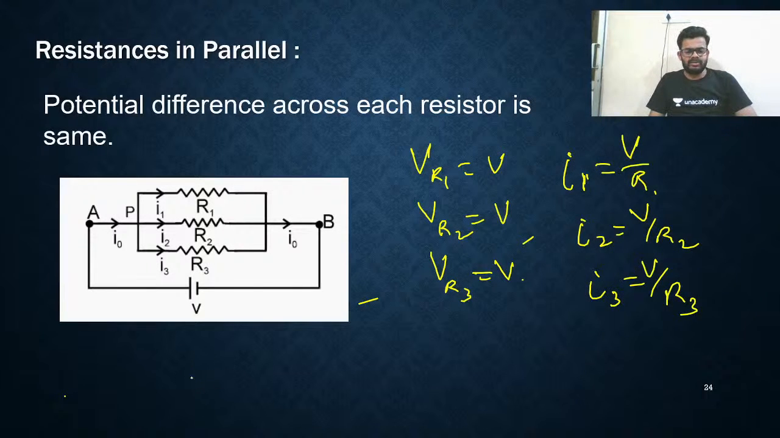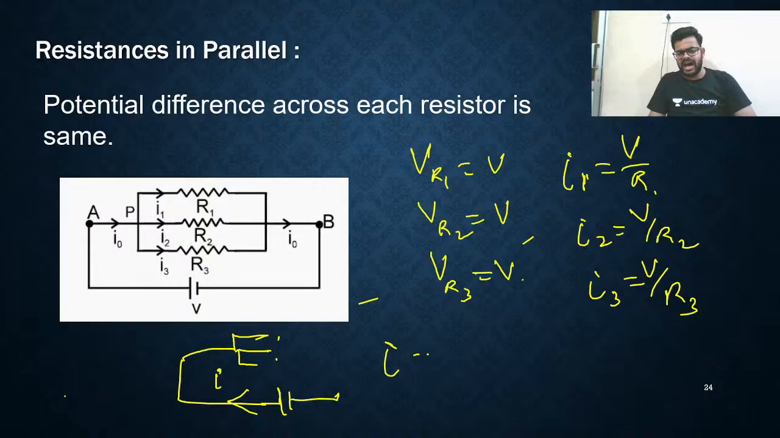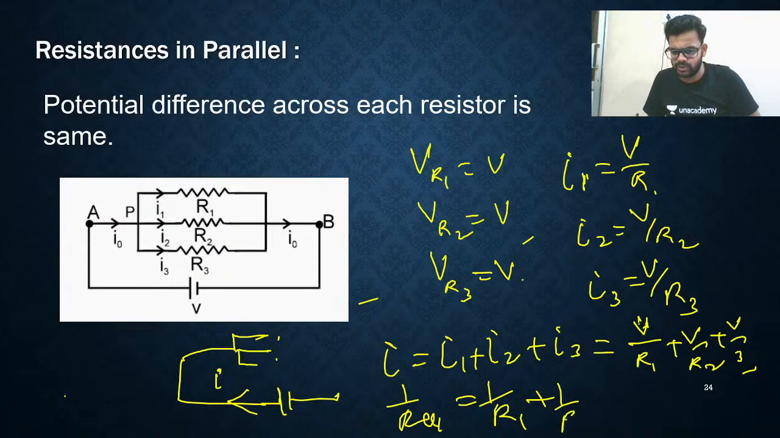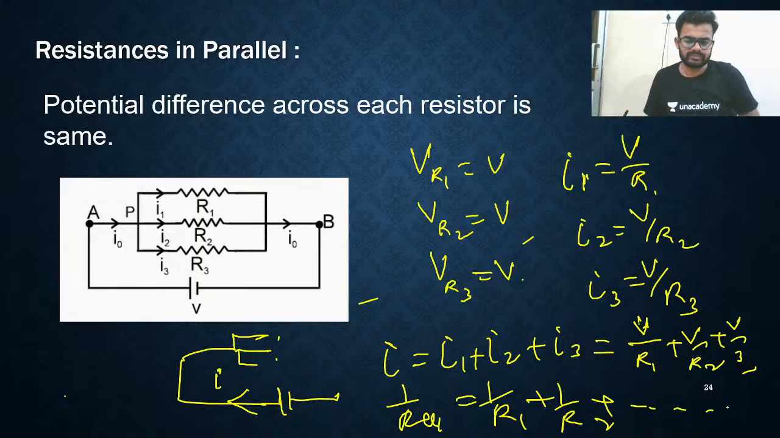And what is the total current coming out of the cell? I will say this is cell. From here current I is coming out and it is dividing into three parts, I1, I2, I3. So I will be equal to I1 plus I2 plus I3. So total current is V upon R1 plus V upon R2 plus V upon R3. So equivalent resistance: 1 upon R equivalent can be written as 1 upon R1 plus 1 upon R2 plus 1 upon R3, and so on. Right?